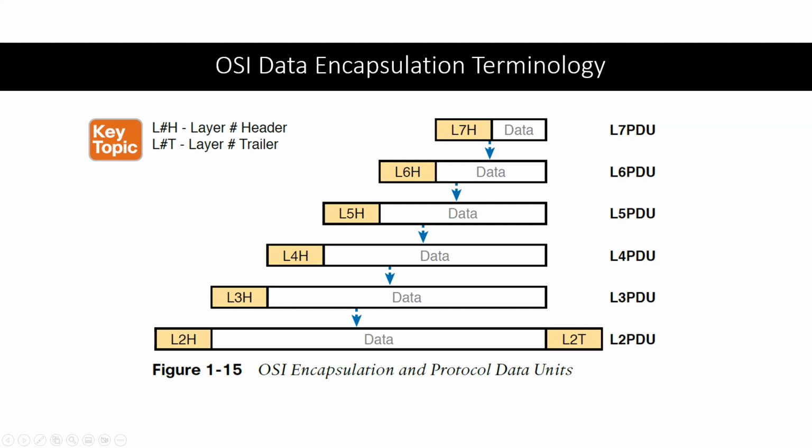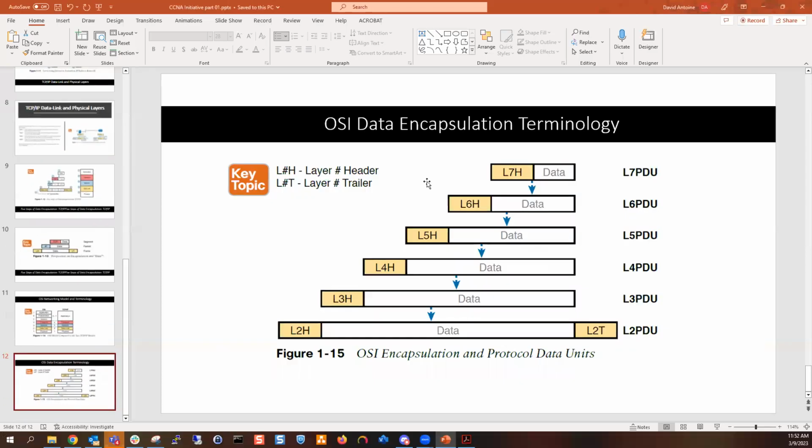And just a quick note, let me go ahead and point this out. Layer 2 is the only layer that has a header and trailer. You will not see a trailer at any other layer. Make sense? That's the data link layer, absolutely, which makes sense with what you were saying on Tuesday and earlier. Any questions, guys?